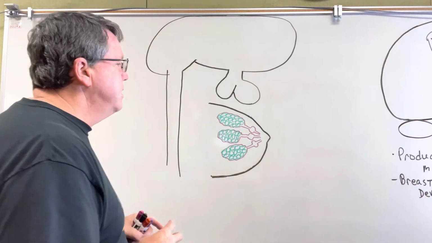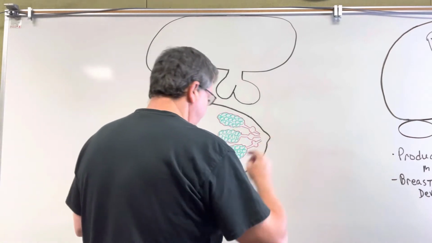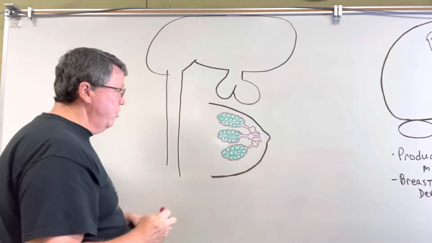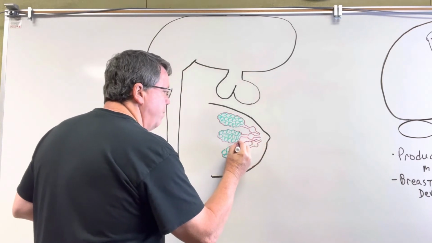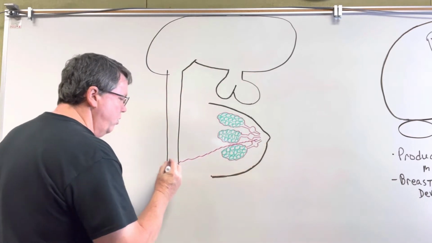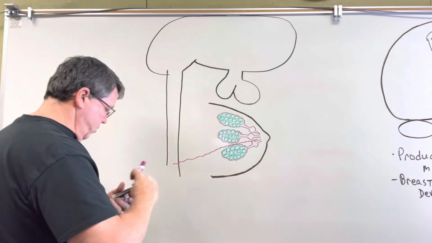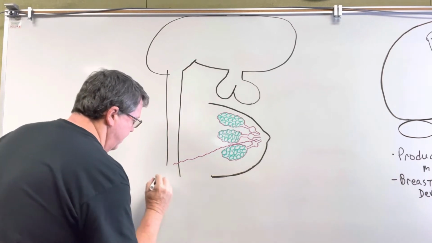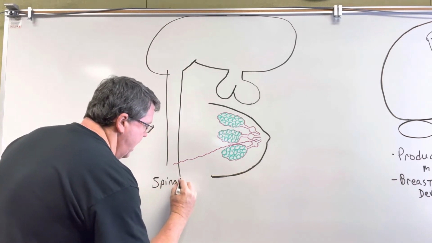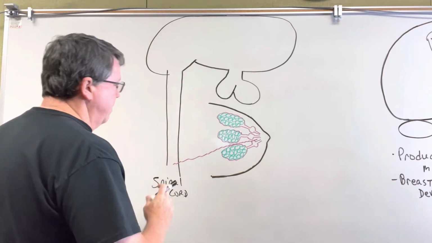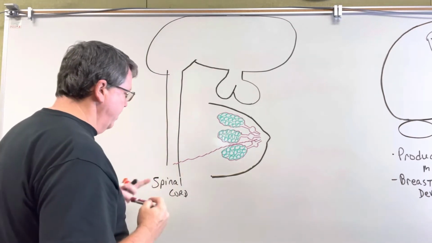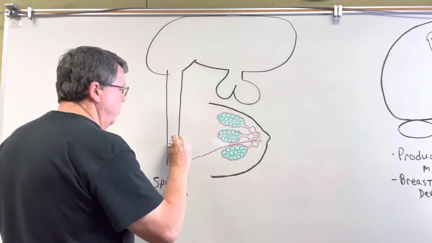So let's say a baby now is going to suckle on here, okay? And a few things are going to happen. One of the things that's going to happen is a nerve impulse is going to be sent to the spinal cord, okay? And this here is my spinal cord, right? This is going to be an afferent impulse, right? So it's going to travel towards the brain. So this is going to start traveling up towards the brain.